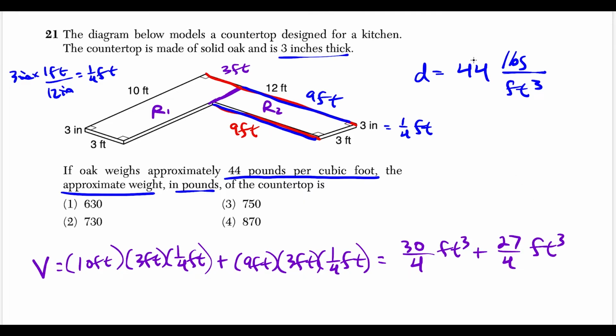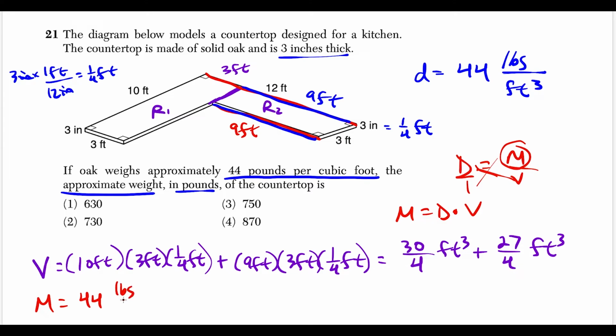Now we could use a calculator for this, but the fact that this is 44 is going to make this simplify nice. So another idea is that density is equal to mass over volume. So if you want to solve for the mass, or in this case the weight, you just cross multiply, and this tells us that the mass is equal to the density times the volume. So that's why we're going to multiply the volume by the density. So essentially what we're going to find here is that the mass is 44 pounds per cubic feet, times the volume, which we have written like this, 30 over 4 cubic feet plus 27 over 4 cubic feet. Now the units here don't matter because it's multiple choice, but I'm just showing this with the units.